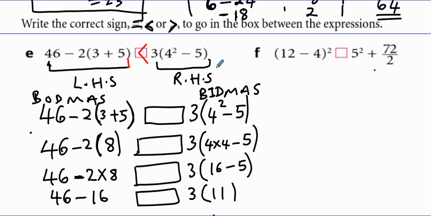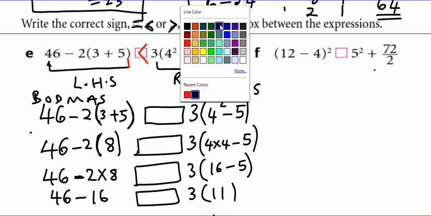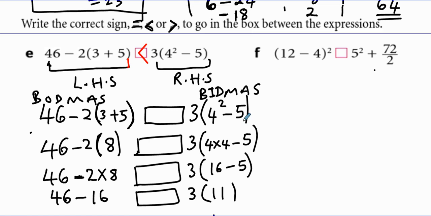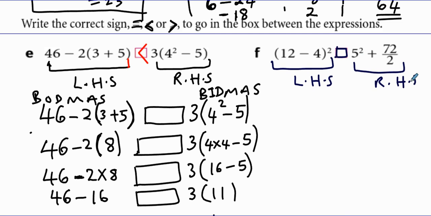Now, let us do this question. This is part F. Part F is, you can see a box somewhere here. Now, you already got a concept. How do we proceed from here? But just to highlight this, you have the left-hand side of the box, and you have the right-hand side of the box.